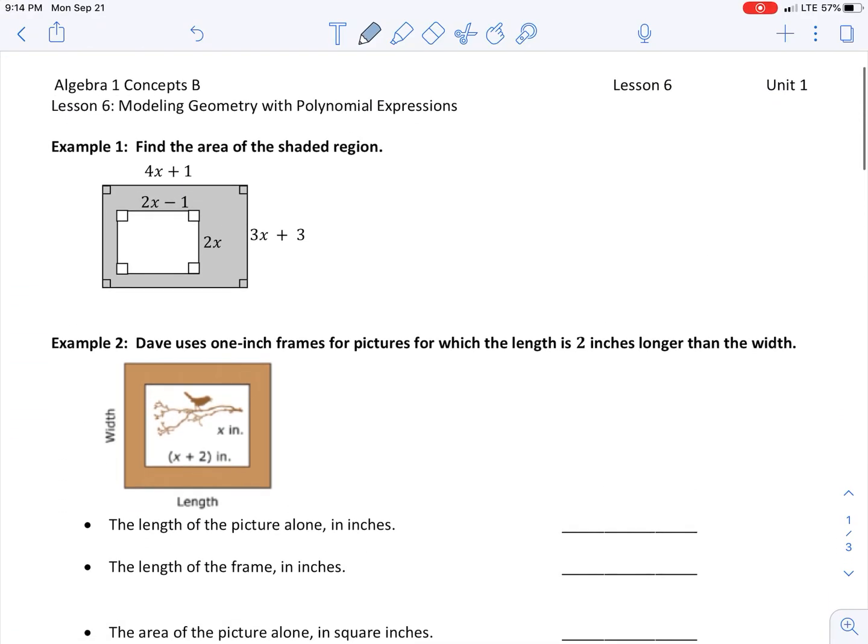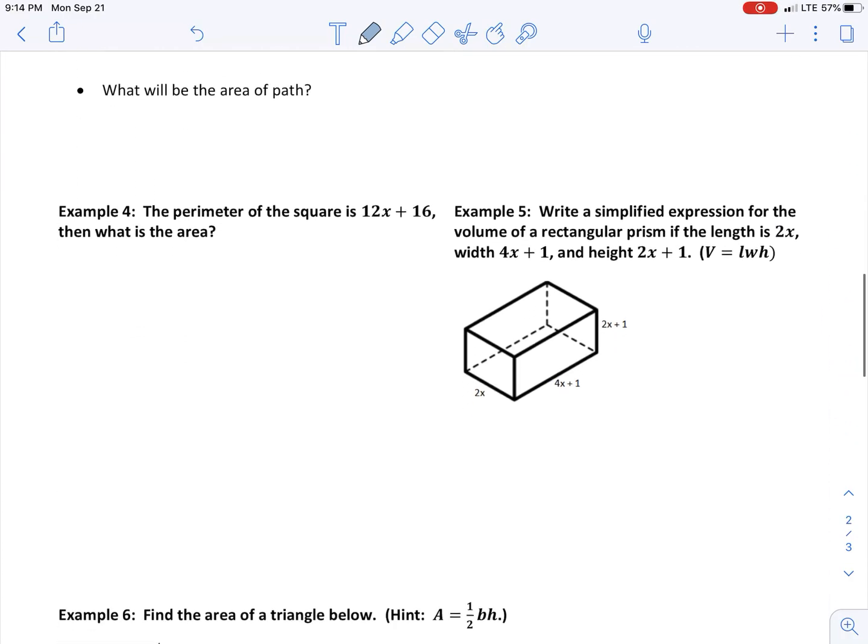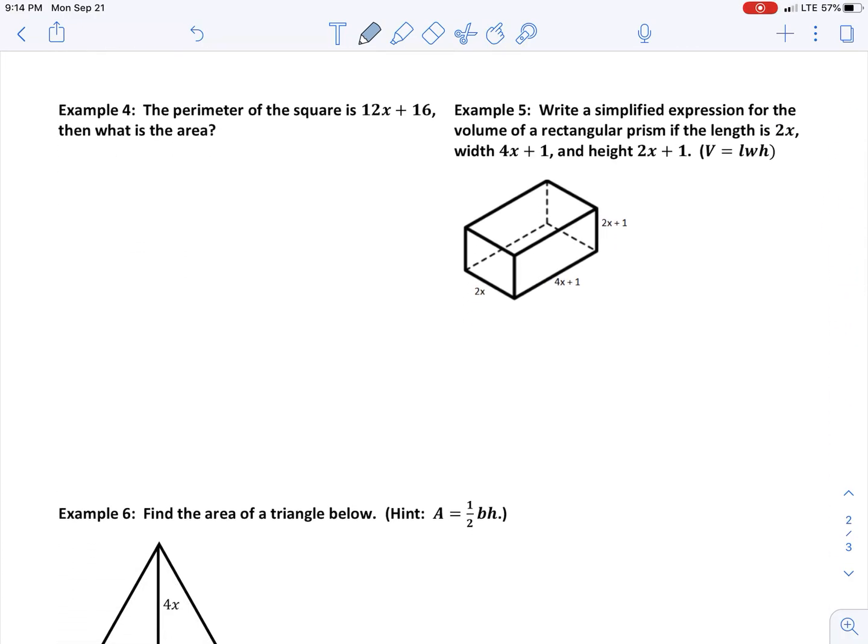Okay, so we are going to be looking at Lesson 6 of Unit 1, Modeling Geometry with Polynomial Expressions. We did examples 1 through 3 in class. So we're going to be on page 26 in your workbooks, and we're going to do examples 4 through 6. So, for example 4, it says that the perimeter of a square is 12x plus 16.